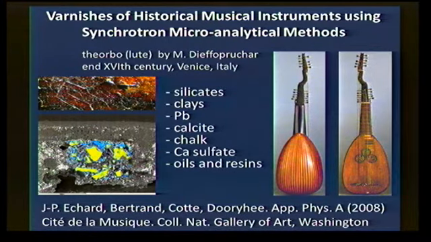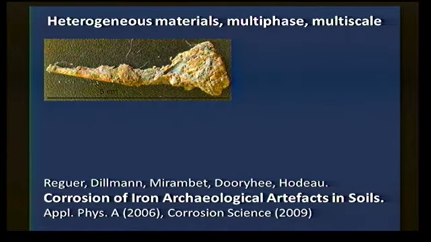So this is one example. The next example, this is something very common. This is just a sort of, let's call it, an archaeological nail buried in soil. So this is a rusted nail. So this is a typical example of very heterogeneous material. We have many phases, and we want to look at this object with a different length scale. So this is the nail here.